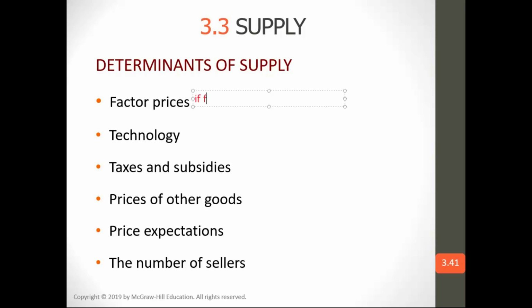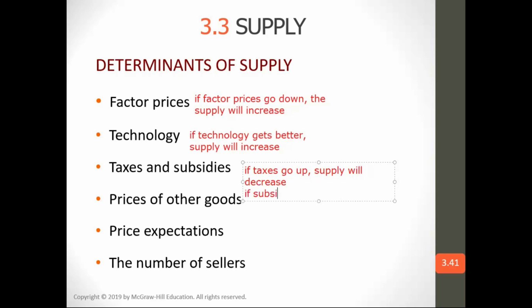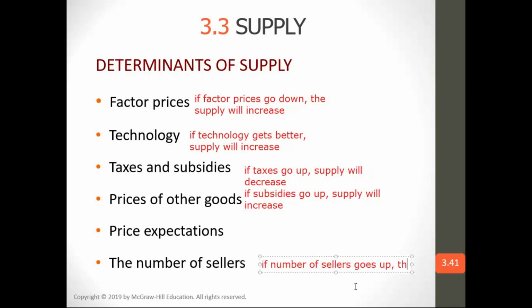So if factor prices go down, the supply will increase. If technology gets better, supply will increase. Taxes and subsidies: if taxes go up, supply will decrease. If subsidies go up, supply will increase. So if the number of sellers goes up, the supply will increase.